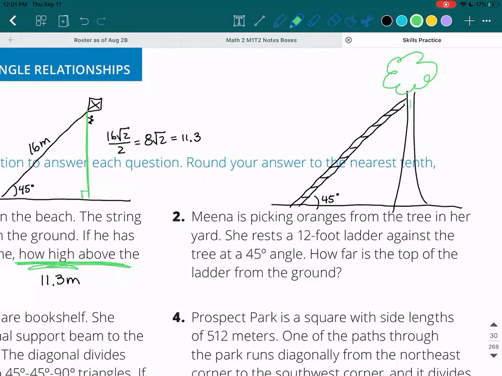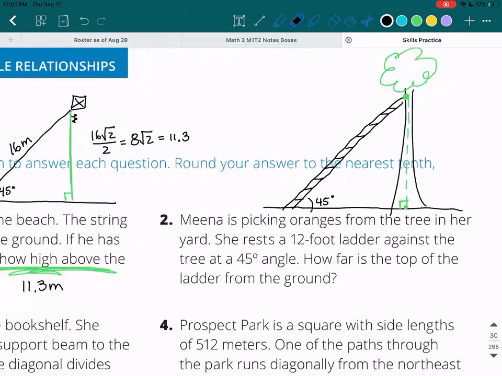I'm going to use this green dotted line to represent the height of the top of the ladder. That height makes a right angle with the floor. We are looking for the distance from the top of the ladder to the floor, so we are once again looking for the leg of a triangle. The ladder is 12 feet. We're going to use the same formula: the leg is equal to hypotenuse radical 2 over 2.